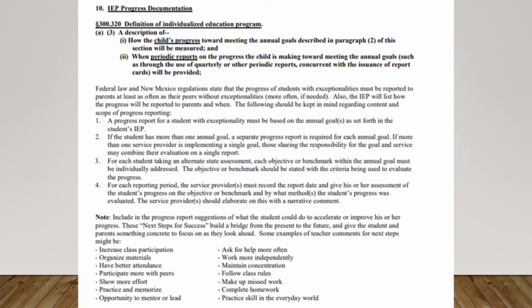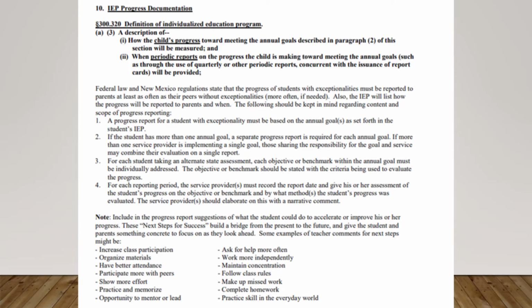So let's recap. Federal law and New Mexico regulations state that the progress of students with exceptionalities must be reported to parents at least as often as their peers without exceptionalities, or more often if needed. The IEP team will list how that progress will be reported to parents and when, and then the following should be kept in mind regarding content and scope of progress reporting. Number 1, progress report for a student with an exceptionality must be based on the annual goals set forth in the student's IEP. If a student has more than one annual goal, a separate progress report is required for each annual goal. And we saw that in PowerSchool special programs.